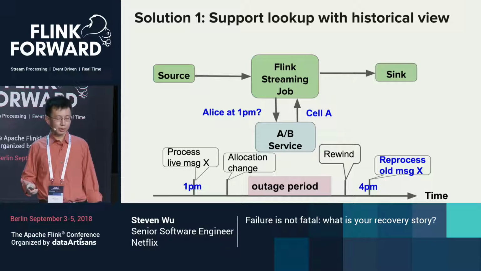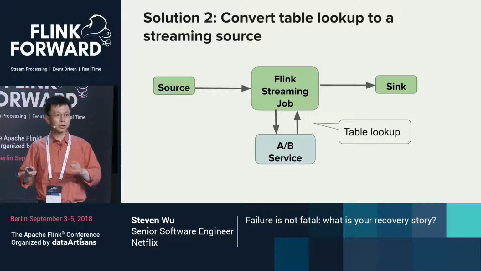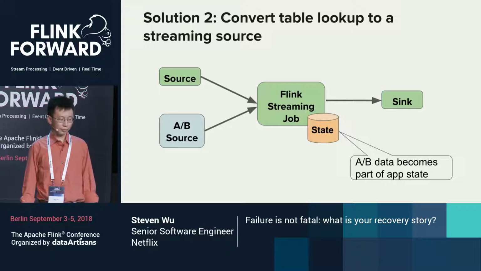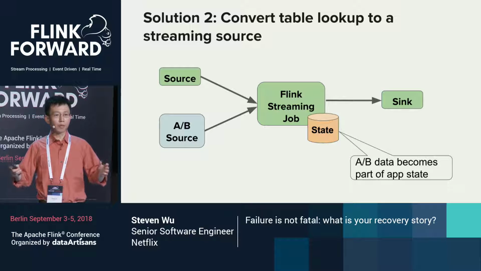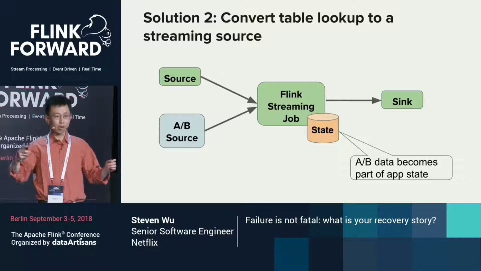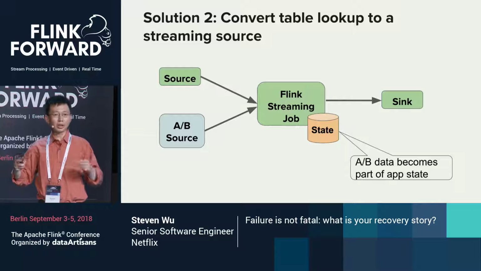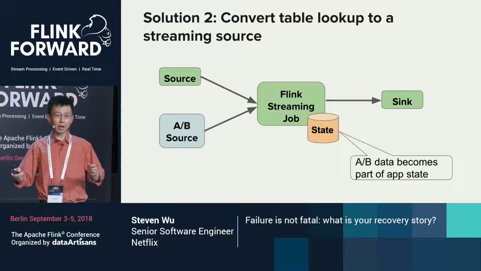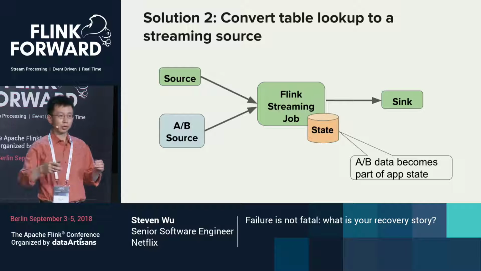The other solution is to convert the table lookup to the AB service into a streaming source. The Flink job will consume from both the regular source and the AB streaming source. When the Flink job is processing those AB events, it builds up the internal lookup table. So the AB data becomes part of the application state. When we rewind the Flink job, we rewind the AB data along with the regular data source. This way, we always keep the AB data and the regular data source in sync.